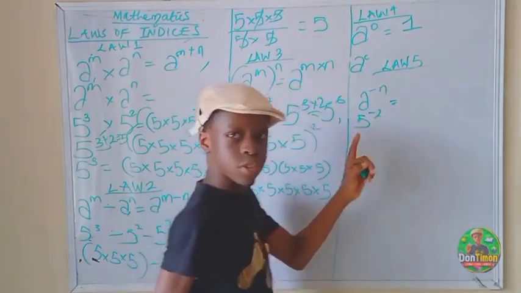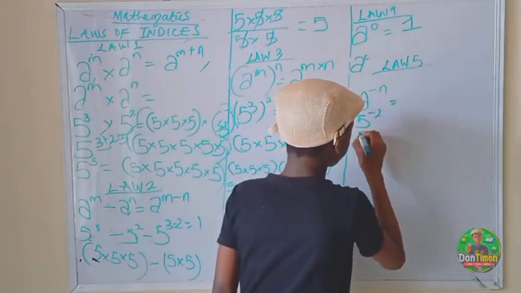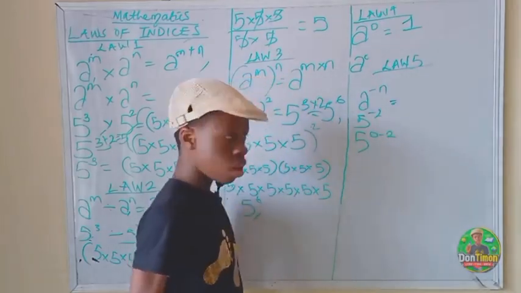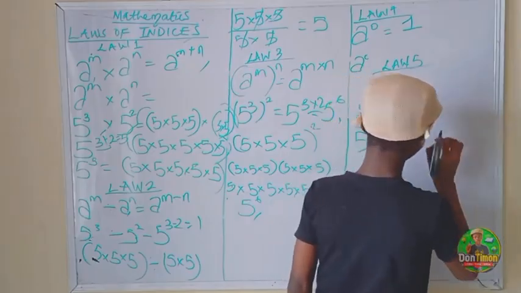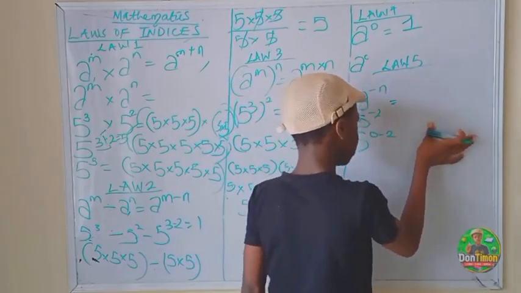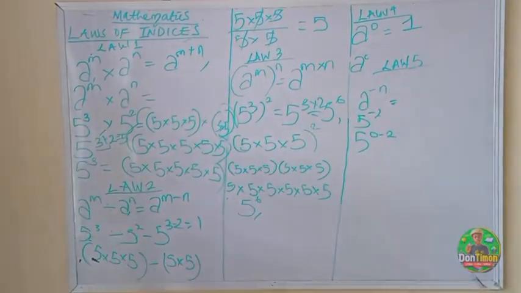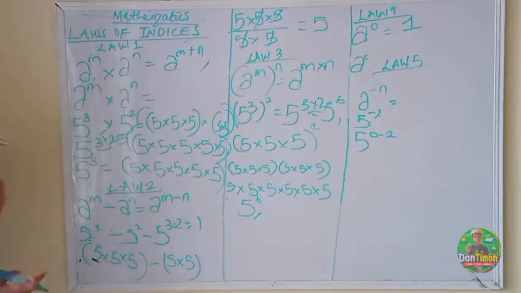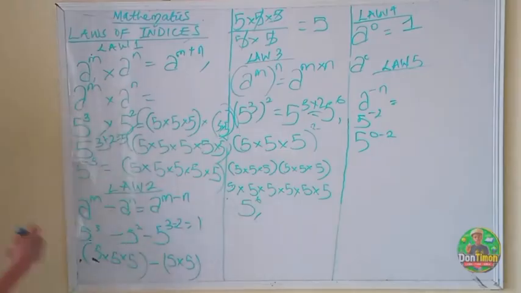So, 5 raised to the power of minus 2 can also be written as 5 raised to the power of 0 minus 2, because 0 minus 2 is still the same thing as minus 2. We can just write this 0 here. Now, remember, when we have something like this, what do we do? We go to law 2 over here. So, you will refer back to law 2.